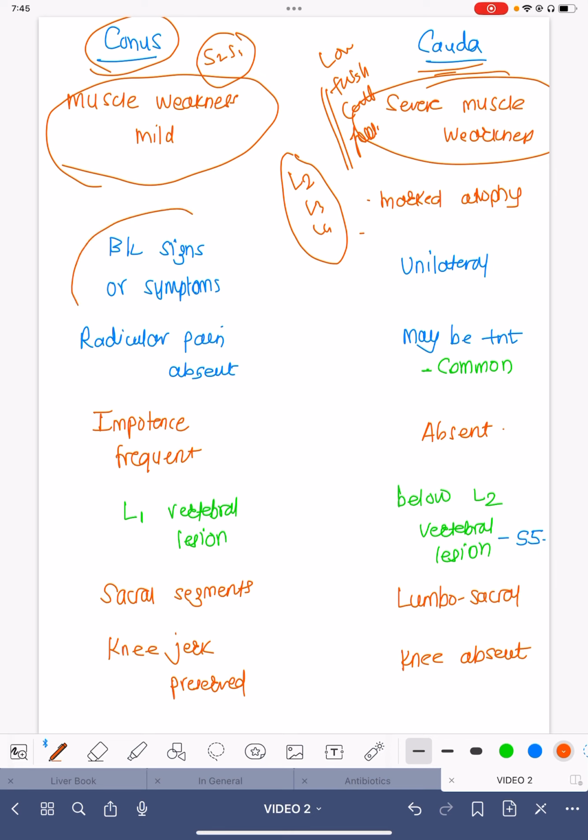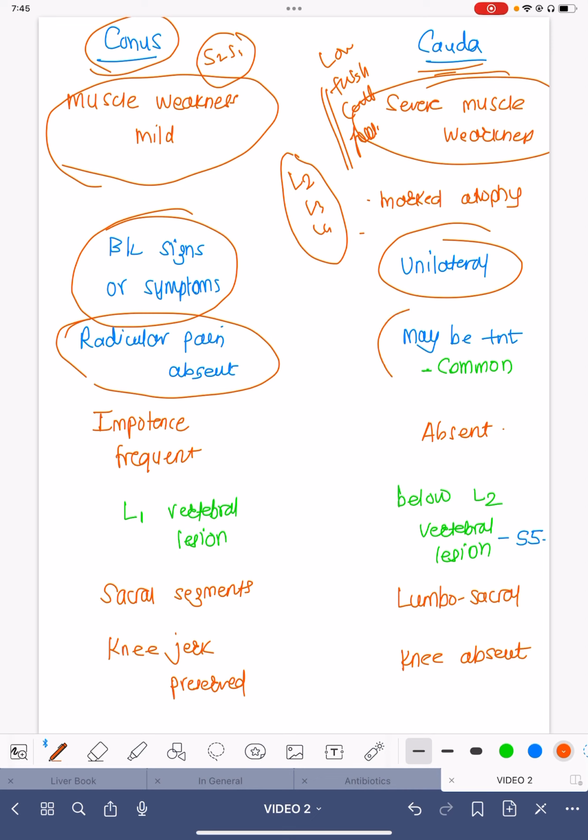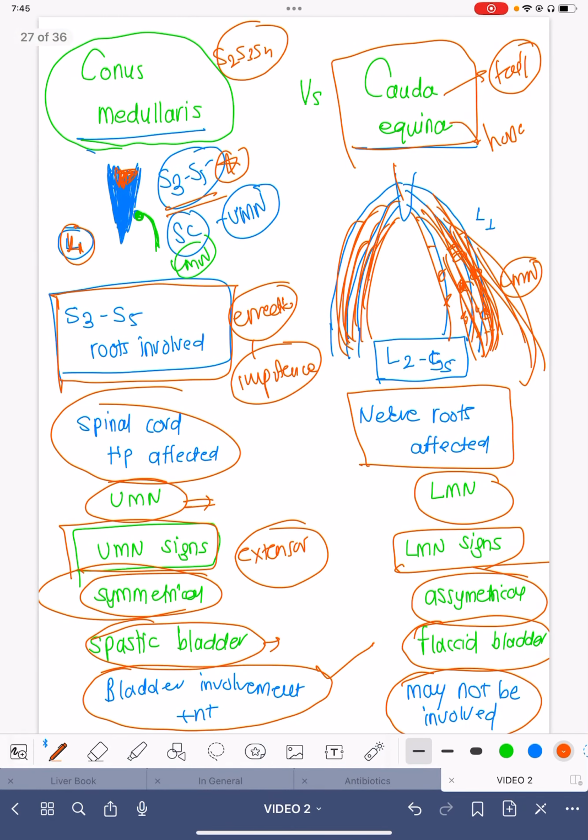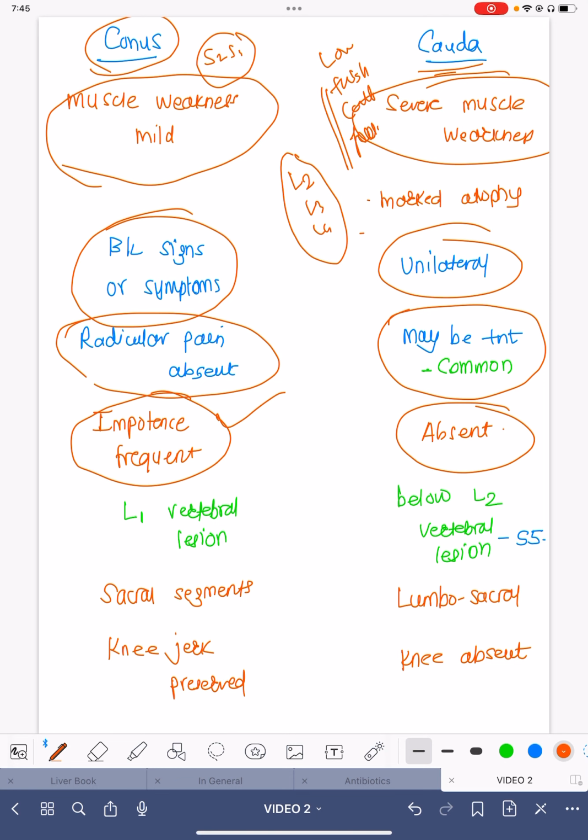So in conus, the signs will be bilateral, whereas in cauda, the signs will be unilateral. As the roots are not involved, radicular pain is usually absent in conus, whereas in cauda these nerve roots are very commonly compressed, pressed, injured, so root pain is very common. As I told, for sexual erection, sexual pleasure, S2, S3, S4 are very important. So impotence is very frequent in conus, whereas it is not seen with cauda because the main involvement in cauda is L2, L3, L4, L5, and some portion of S.